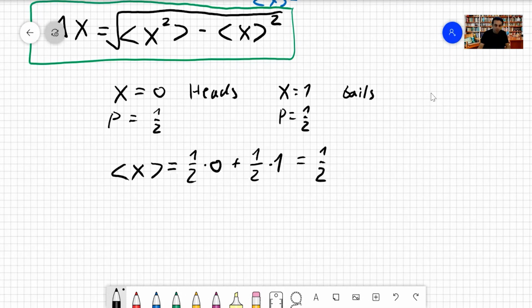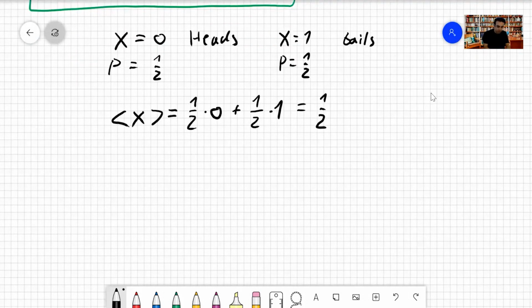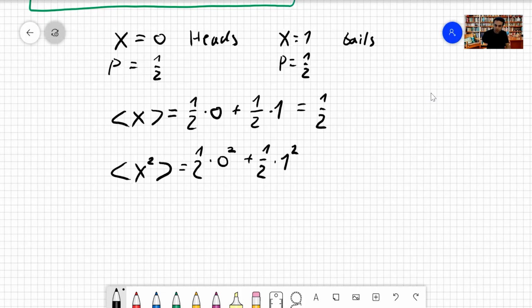Now we also need to calculate the expected value of x squared. But this is easy because the probabilities are still the same probabilities. It's just that the numbers get squared. In this case, the numbers squared doesn't even change anything. So the probability to get 0 times 0 squared plus the probability to get 1 times 1 squared is also equal to 1/2.